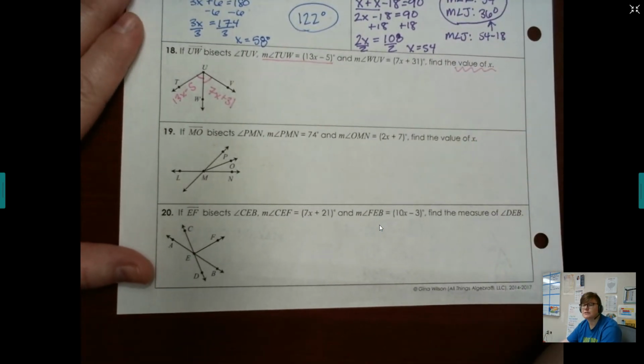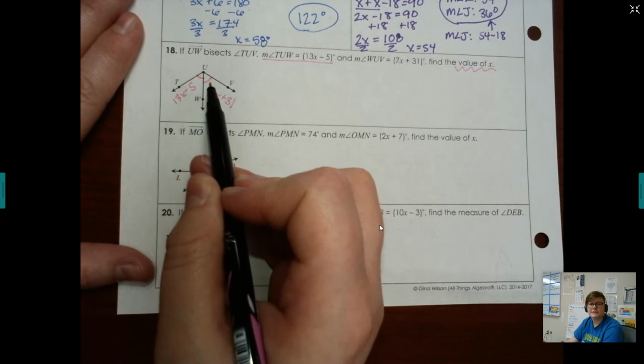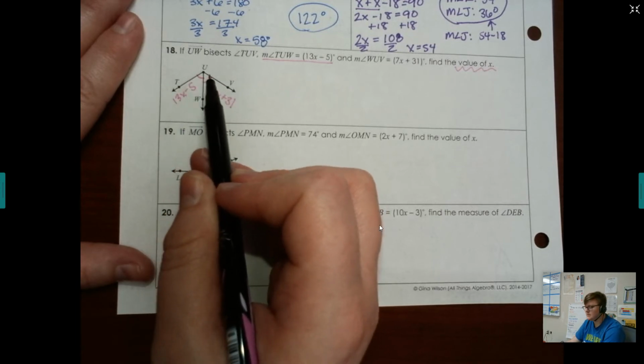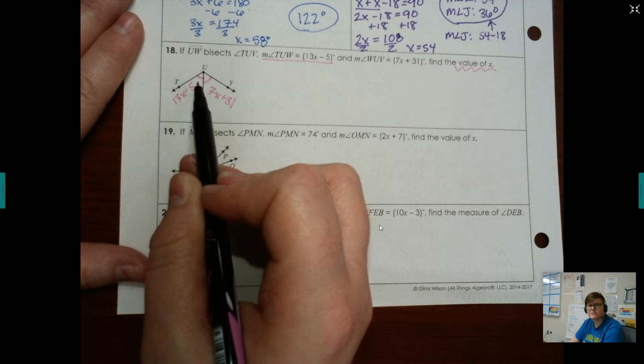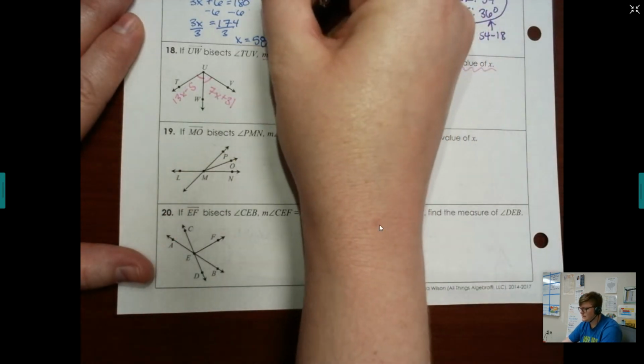So this doesn't actually use any of the angle relationships we were learning about in our last lesson, but it does use the definition of an angle bisector, which tells us that these two angles are going to be congruent, so we can set them equal to each other.